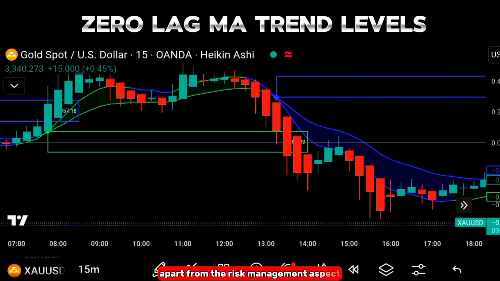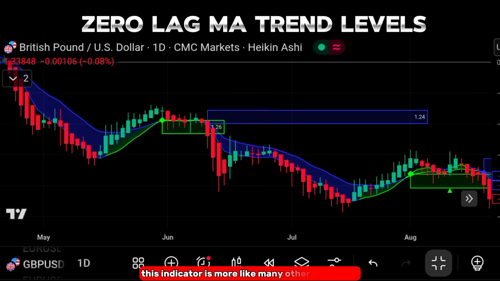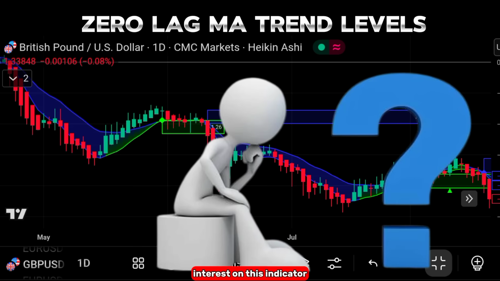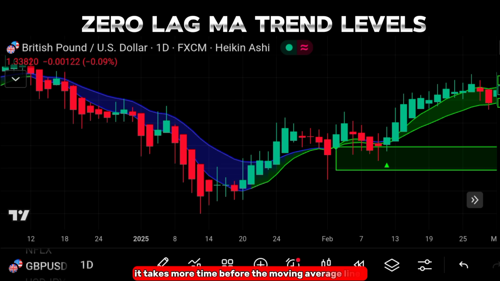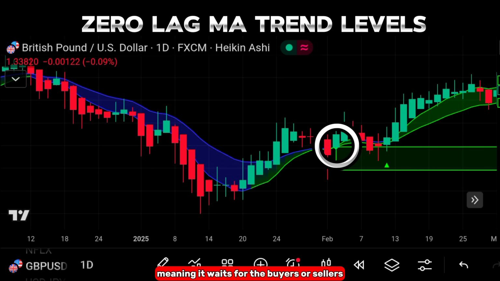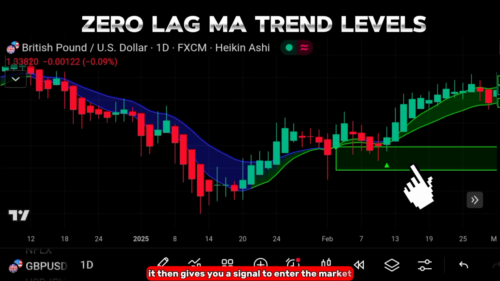Apart from the risk management aspect, this indicator is more like many other indicators that we have on TradingView. But why does the trading chief place an interest on this indicator when there are tons of indicators in the market that he can work with? The thing is that this indicator is different. It takes more time before the moving average lines cross over, meaning it waits for the buyers or sellers to fully get into the market and take control of the market. And when they are fully in control of the market, it then gives you a signal to enter the market.